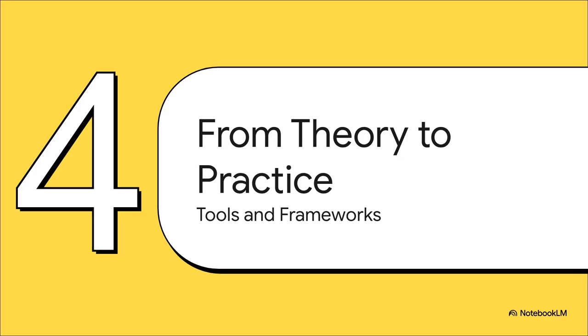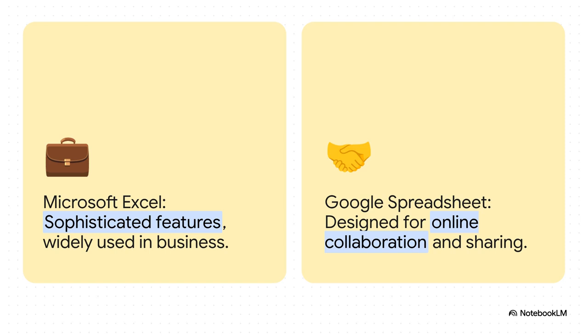Okay, so we've covered the why, the what, and the golden rules of what not to do. Let's wrap this all up by putting it into practice with some common tools you probably already have and a super simple framework. And the good news is you don't need any fancy, expensive software to get started. Tools you already have, like Microsoft Excel or Google Spreadsheets, are incredibly powerful. Excel is kind of the industry standard. It's got all the sophisticated features, but Google Sheets is fantastic for collaborating with a team and sharing your work online. Really, the best tool is just the one that fits what you need to do.